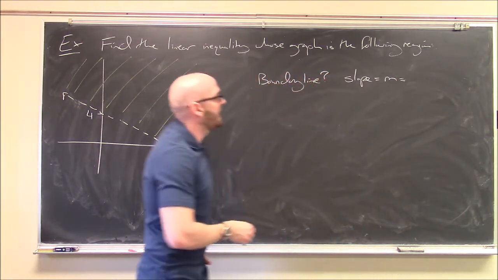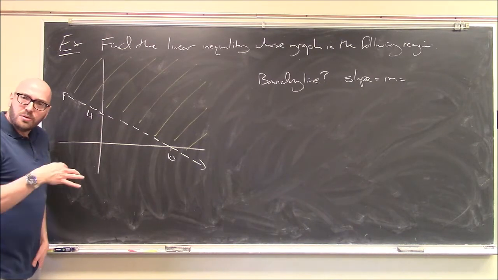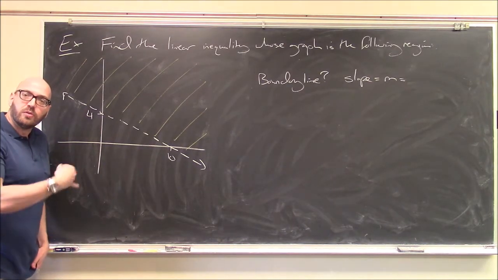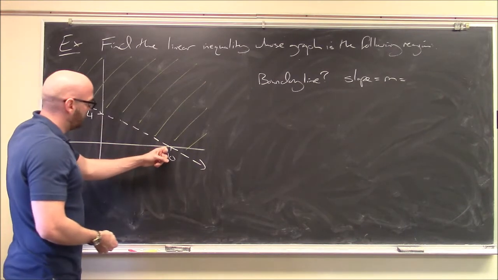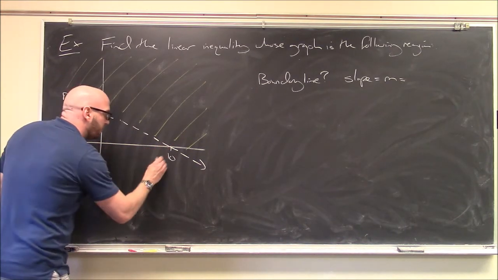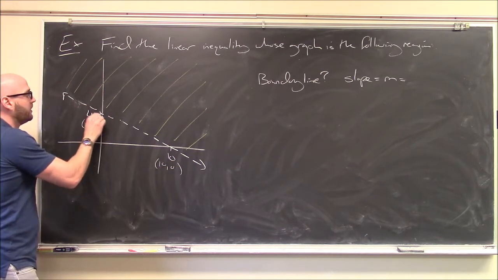Slope equals m. Do you remember how to find the slope? It should be the change in the y-coordinates over the change in the x-coordinates, right? The difference in y over the difference in x. So let's go with this point. This point has coordinates 10, 0. This point has coordinates 0 and 4.